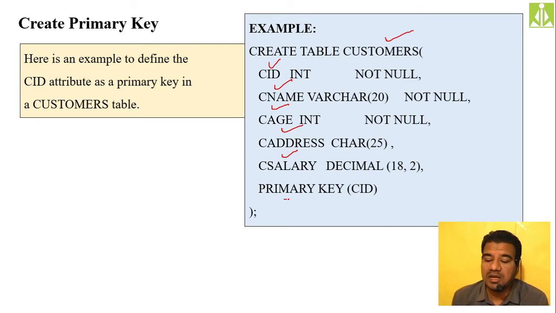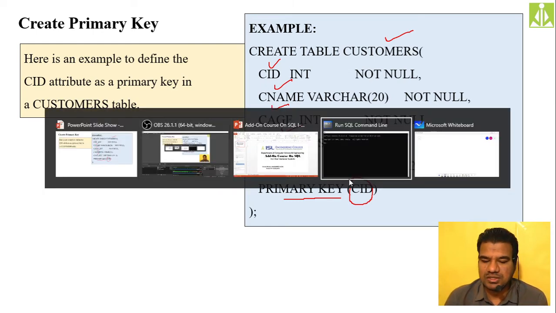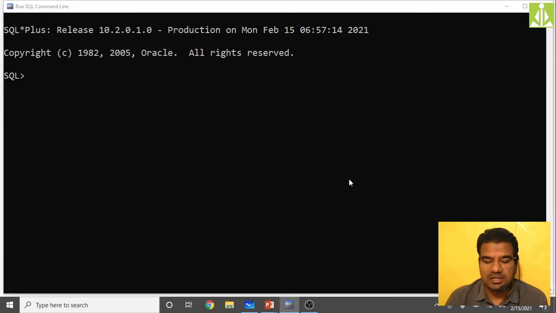And I am imposing the primary key on CID. So quickly we go. CID is nothing but customer ID. We go to the database and we do this practice. So this is my database.